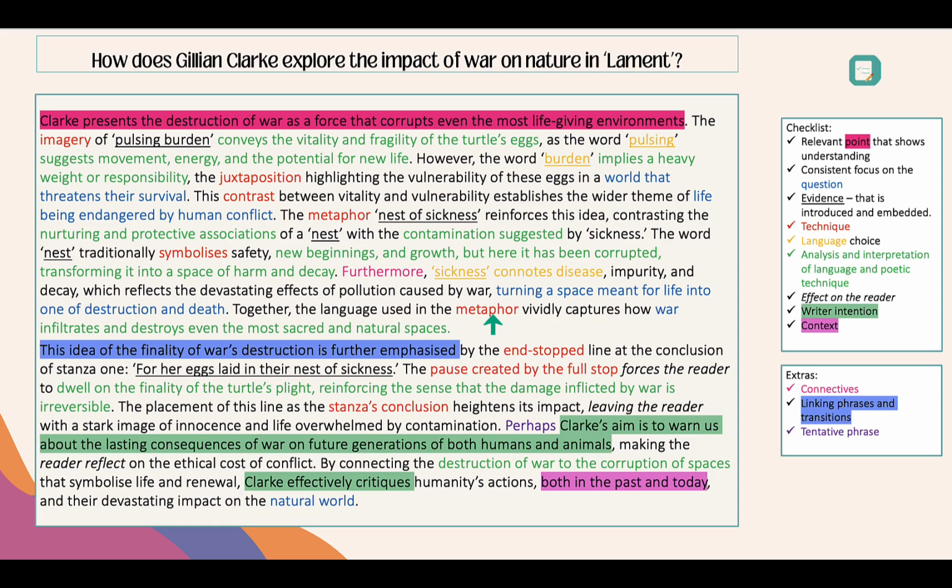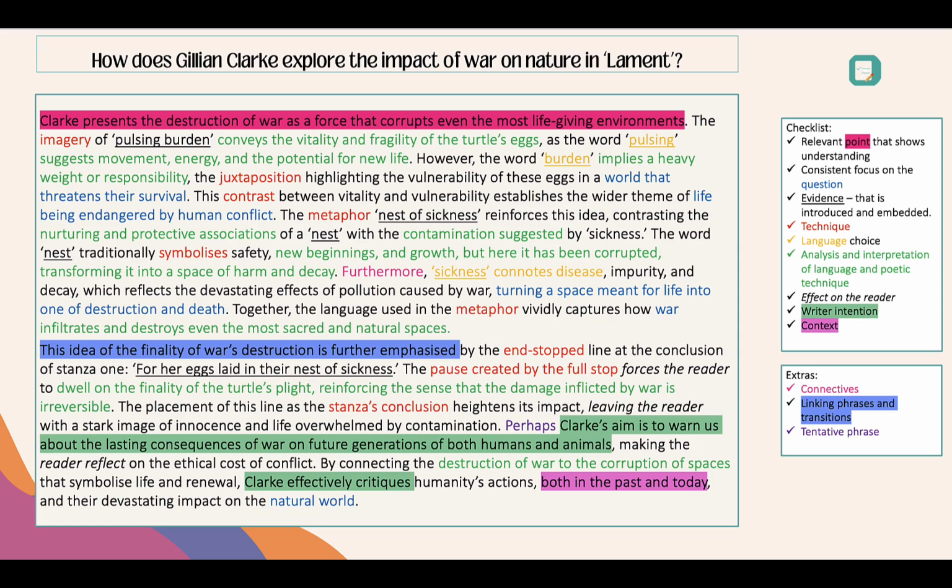And then we move on to our second paragraph in point 1. So we want to somehow make this link and this transition. And the best way to do that is to take an idea you've just covered, take some language that you've just used and pull it into the second paragraph. This idea of the finality of war's destruction, so you can see that I've taken this just from the bottom of this paragraph, is further emphasised. So now I'm setting myself up to talk about something else.